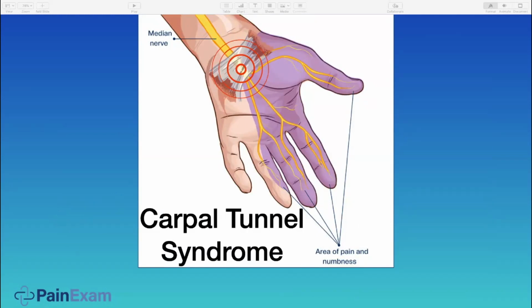So carpal tunnel syndrome, median nerve entrapment at the wrist. The symptoms are typically exacerbated with wrist flexion. You have Tinel's by touching the nerve location of entrapment. You'll exacerbate the symptoms with numbness, paresthesias, radiating.